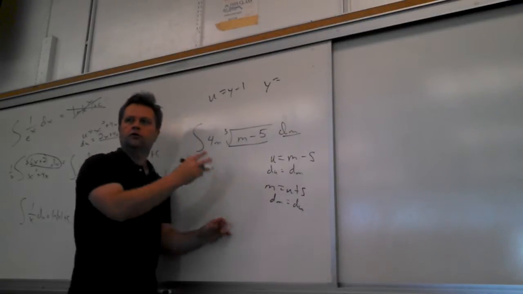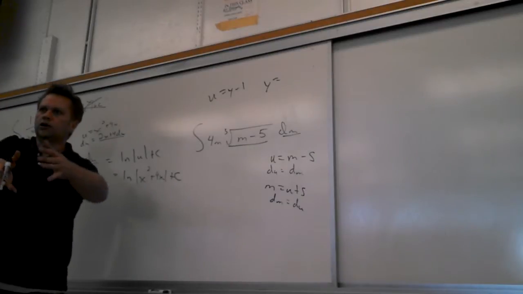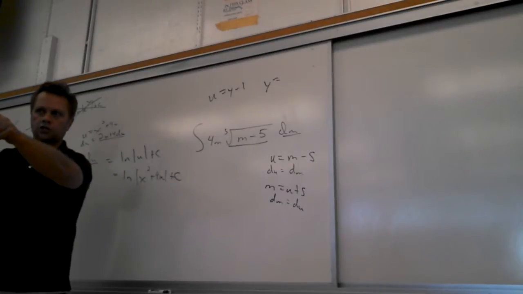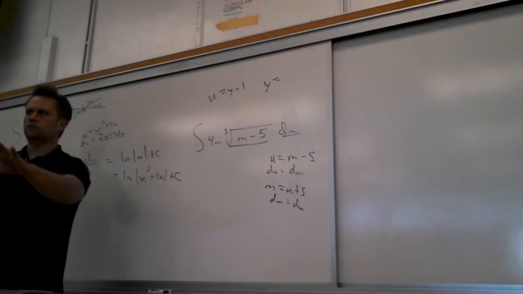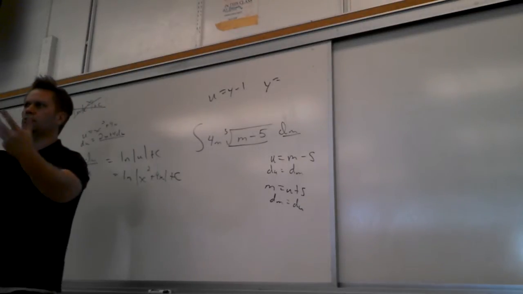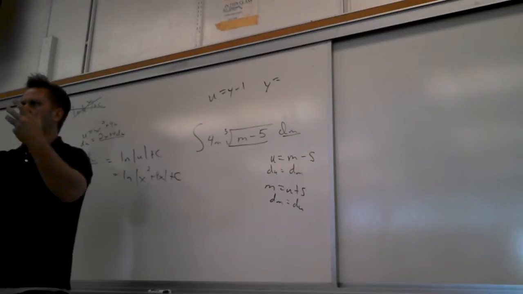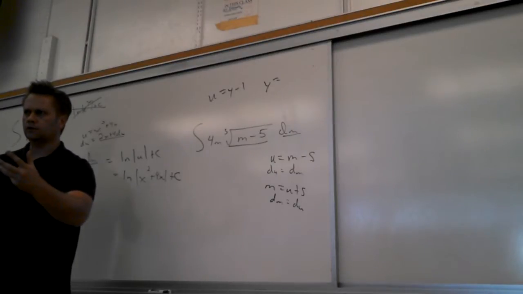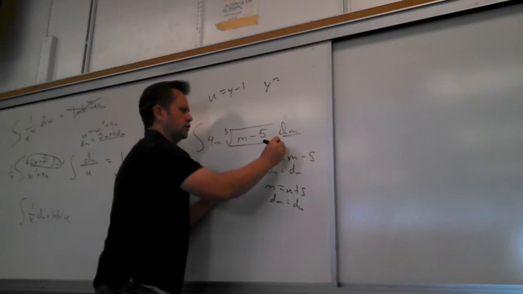It's du. I already knew that, right? I can do du, I can do dm. I don't care. I just need a relationship between du and dm. So it doesn't matter if you solve for u or m and then do the derivative. It's going to be the same relationship. Just solve for one or the other one. Does that make sense?